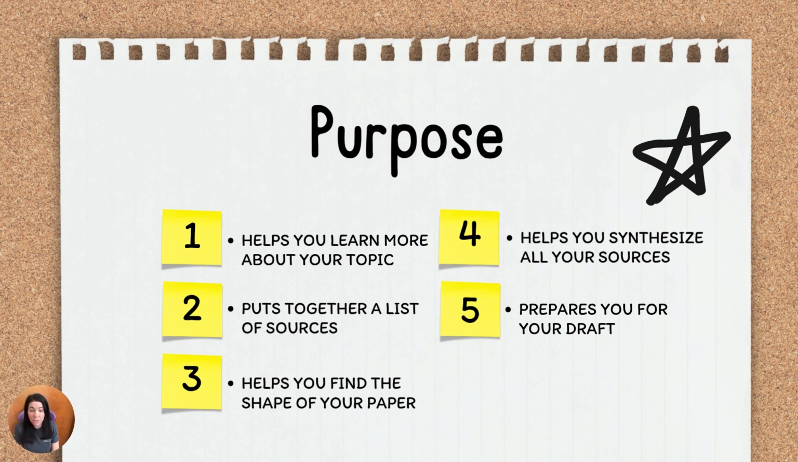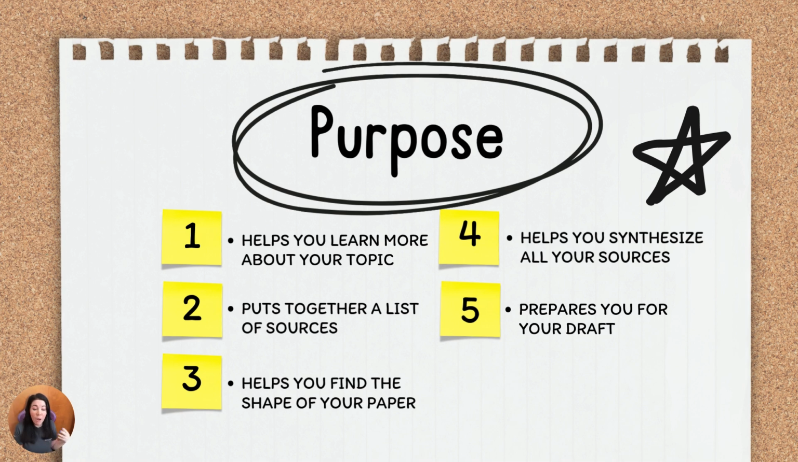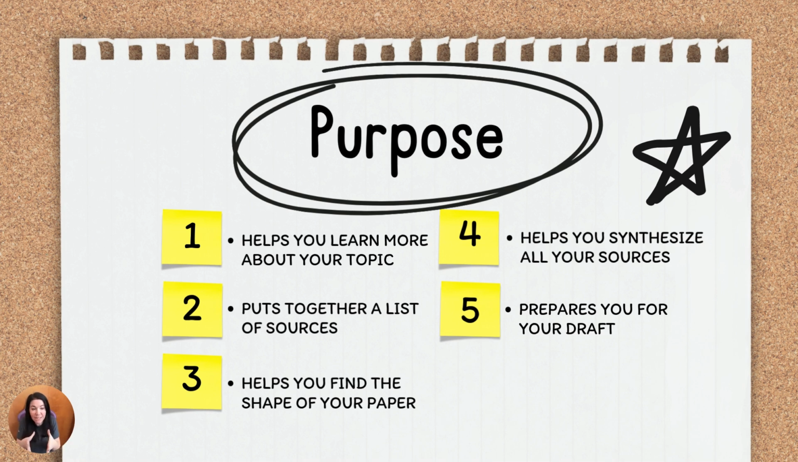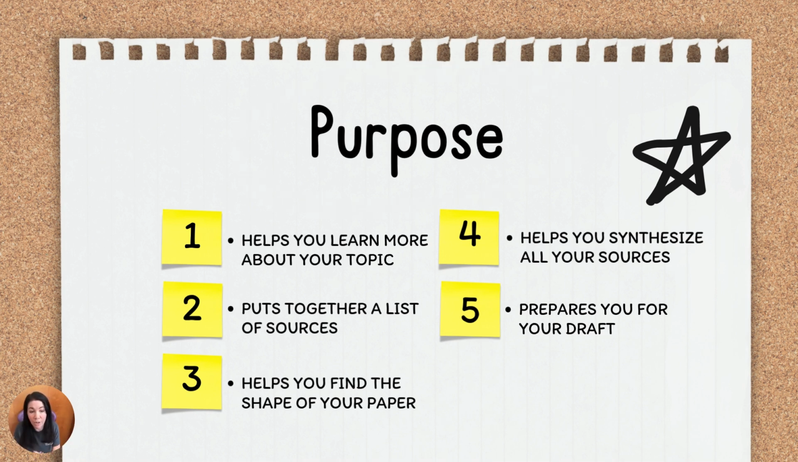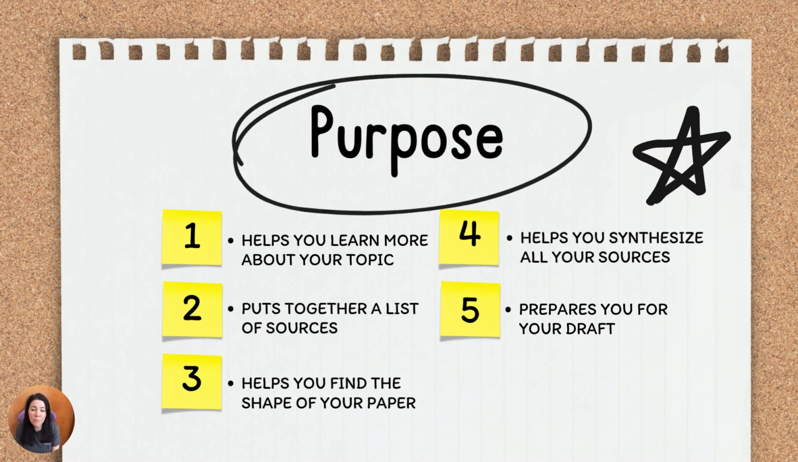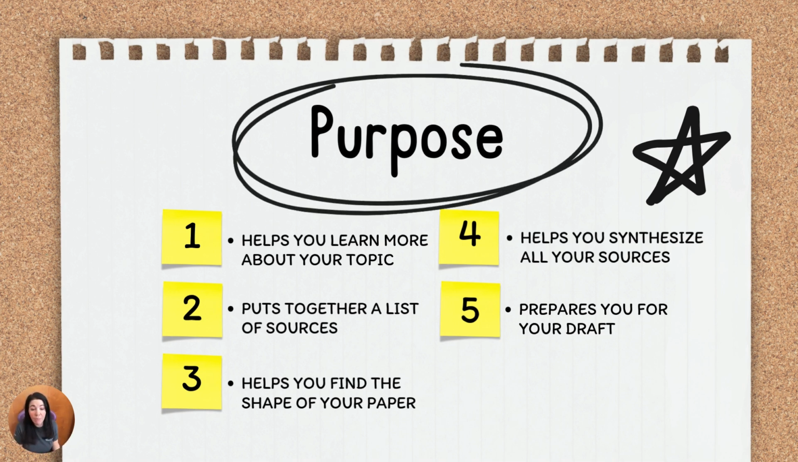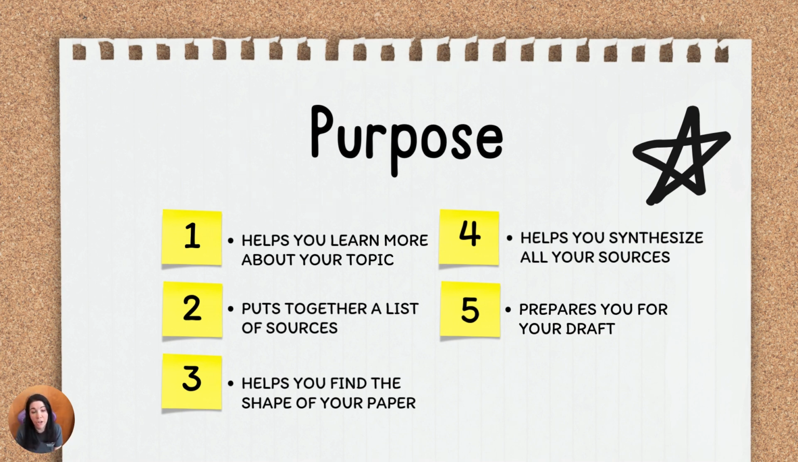And by doing that, I was able to put together a list of sources that helped me shape my paper. So I was able to, like I said, narrow down my vast subject to exactly what I wanted to talk about. Number four, it helps you synthesize all the sources. Basically, it helps you take all that information and show how it all goes together. And because of steps one through four, it gives you confidence to prepare your draft.